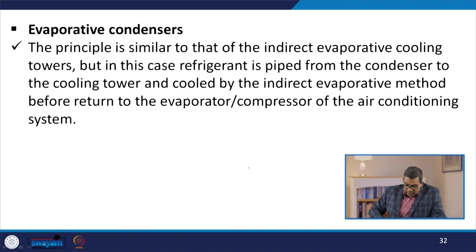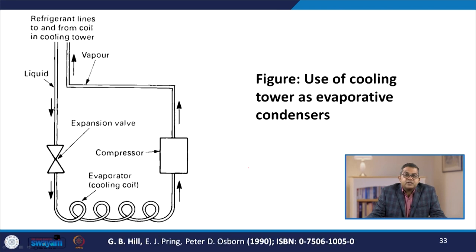Now, let us talk about the evaporative condensers. The principle is similar to that of the indirect evaporative cooling towers, but in this case, the refrigerant is piped from the condenser to the cooling tower and cooled by the indirect evaporative method before return to the evaporator compressor of the air conditioning system.